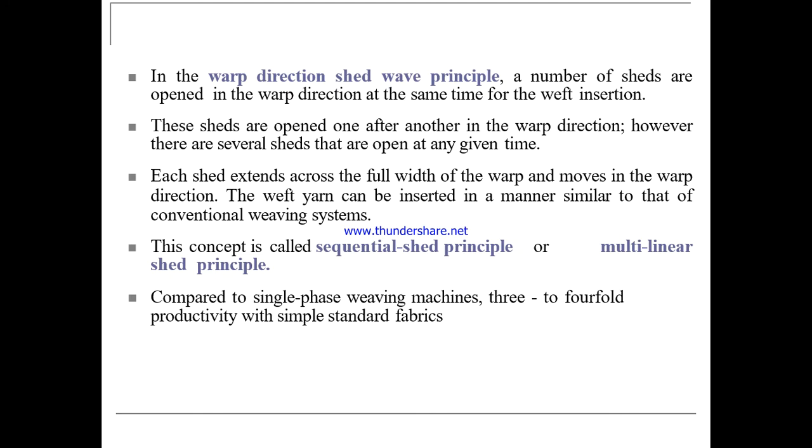Compared to the single-phase weaving machine, we get 3 to 4-fold productivity with simple standard fabric. We can get 3 to 4 times higher productivity with the multi-phase loom than that of the single-phase loom.